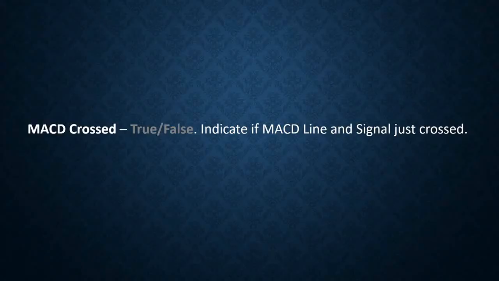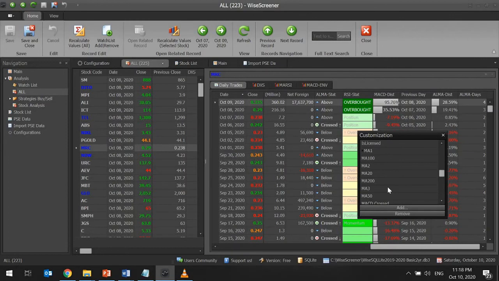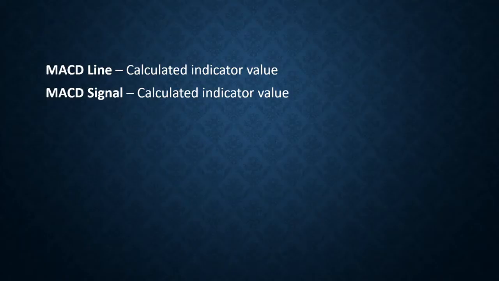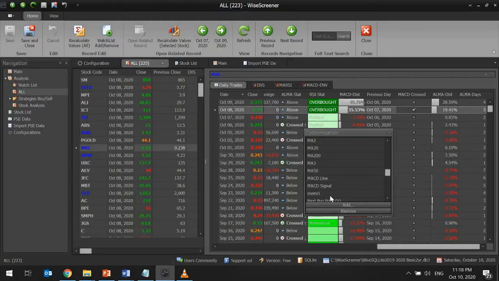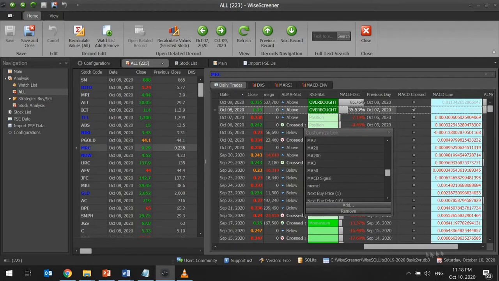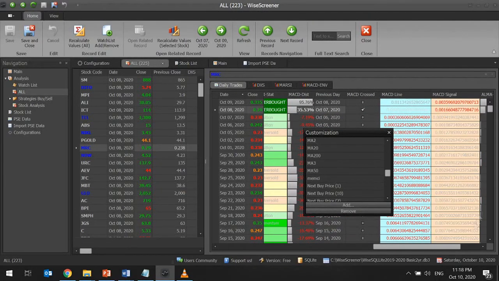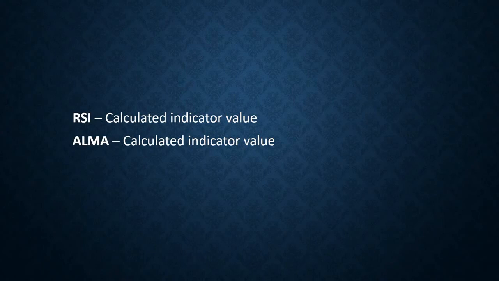MACD crossed has values either true or false. True if MACD line and signal line just crossed, otherwise, false. MACD line is a calculated value from MACD indicator. MACD signal is a calculated value from MACD indicator. RSI is a calculated value from RSI indicator. ALMA is a calculated value from ALMA indicator.